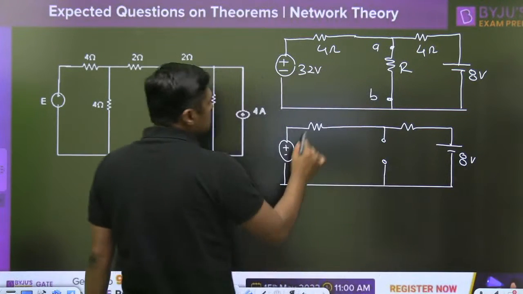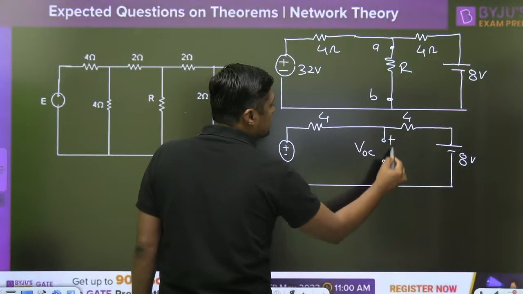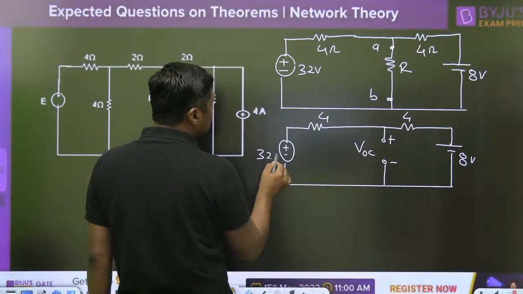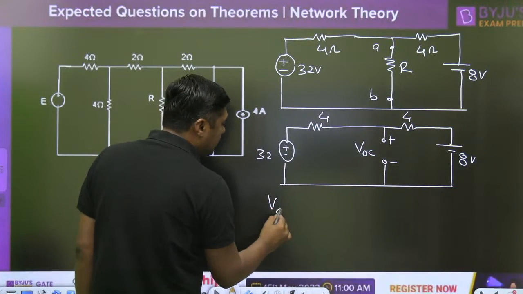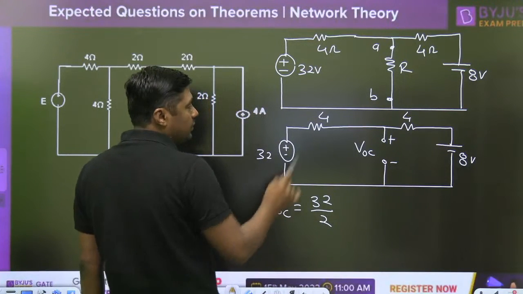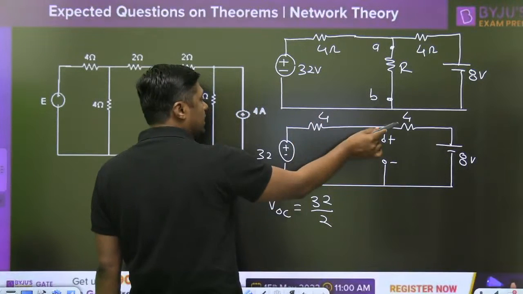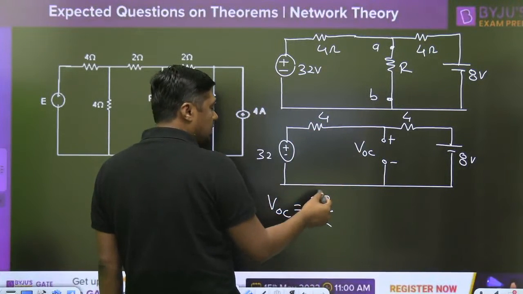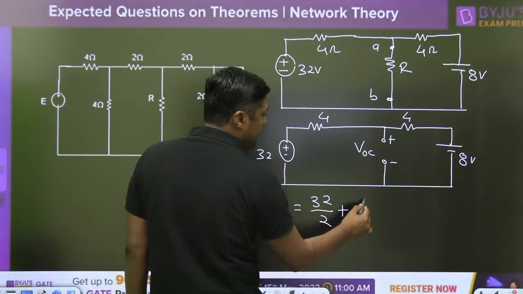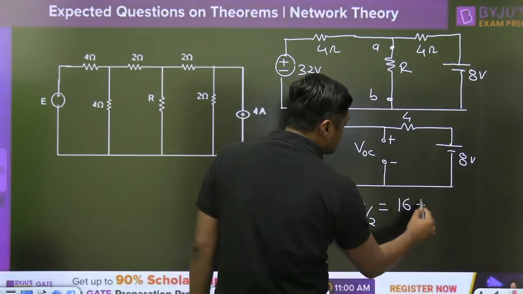Now students, this is the 4 ohm. If you want the VOC, VTH, it is very simple. According to the voltage division rule, you can write VOC is equal to 32 divided by 2. Because it is a 4 ohm, when I am making it 0, 32 divided by, because these two resistors are equal, 32 by 2 plus 8 by 2. And this will become 16 plus 4, that is what?